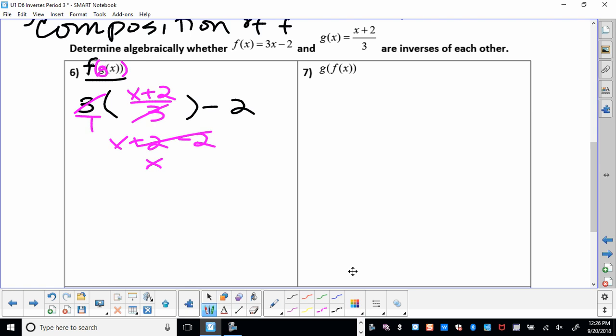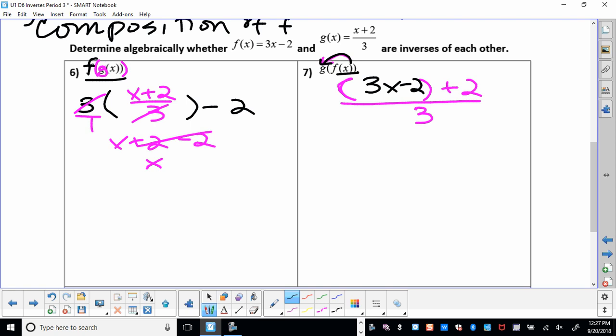All right, so that's the first part, right? This kind of helps me out because these are the two things I have to do. Now I'm going to put f into g. So I'm going to start writing out g. Instead of x, I put parentheses plus 2 all over 3. So there's g, and now I'm going to put f into it. So I'm going to put 3x minus 2.